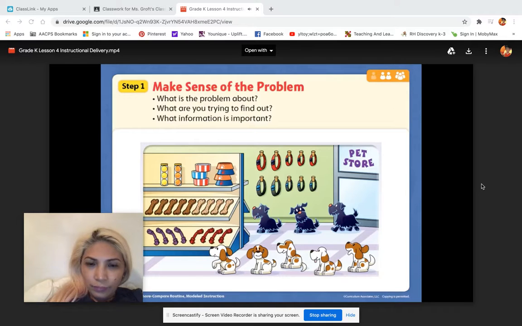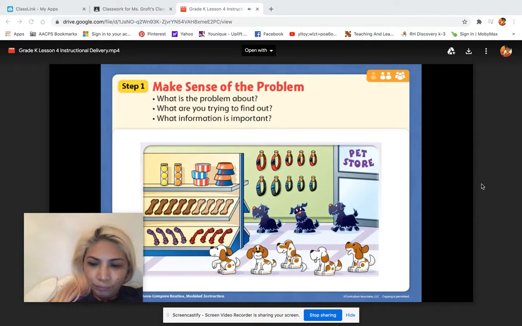3 black dogs joined them. How many dogs are in the pet store? What is this problem about? If you said dog, you are right. This problem is about the dogs in the pet store.